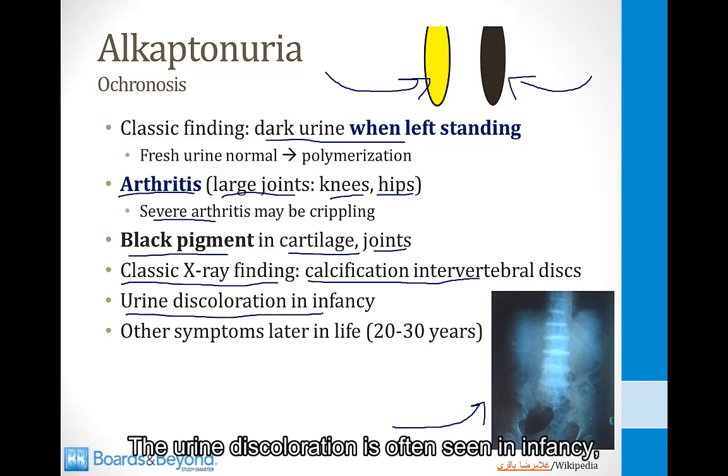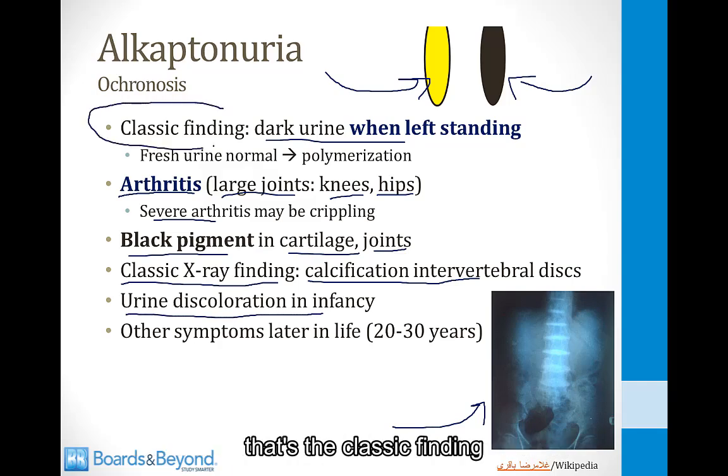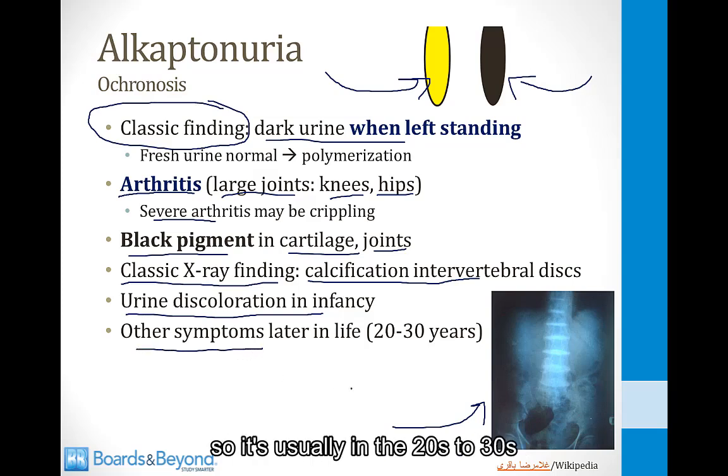The urine discoloration is often seen in infancy. That's the classic finding I described at the top of the slide. The other symptoms, like arthritis, take many years to develop, so it's usually in the 20s to 30s when patients start to get arthritis and limitations from those symptoms.